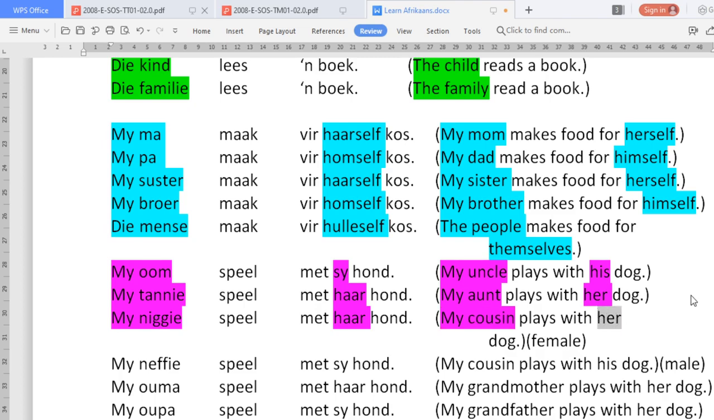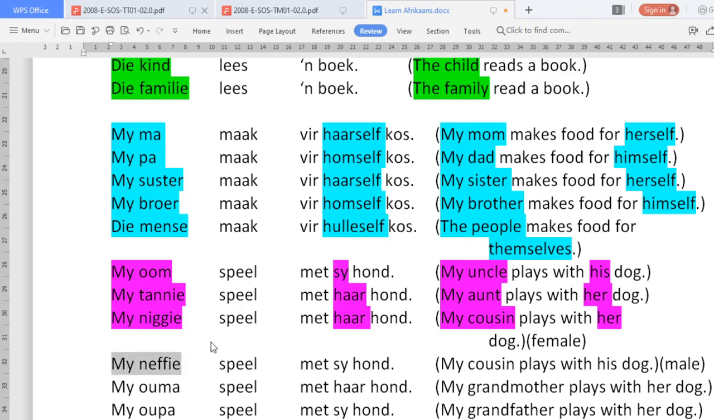So people always get niggie and neefie, sounds like niece and nephew, but it's not. Niggie and neefie are both cousins, but niggie is a female cousin and neefie is a male cousin. If we're talking about niece and nephew, then we say my sister's kind. So we literally say my sister's child or my brother's child. So you can say my sister's seun, my sister's son. We don't have a specific word for that.